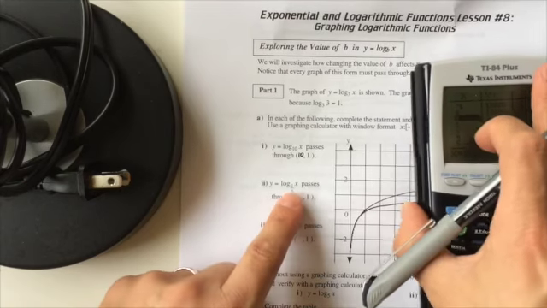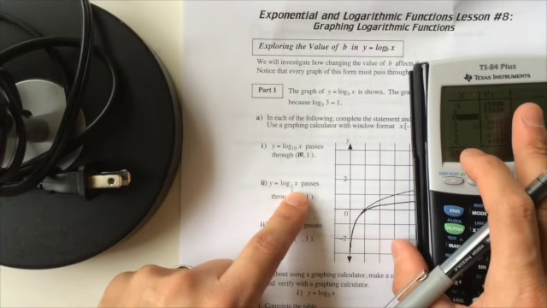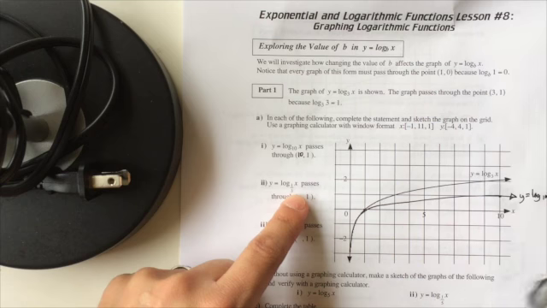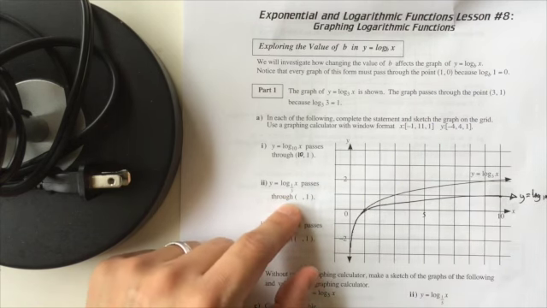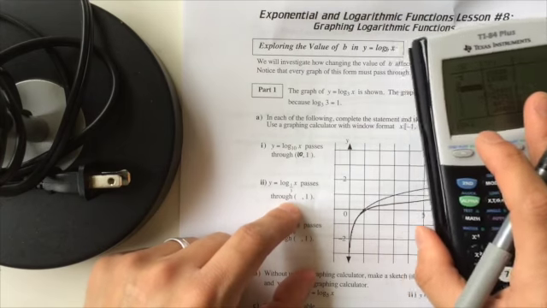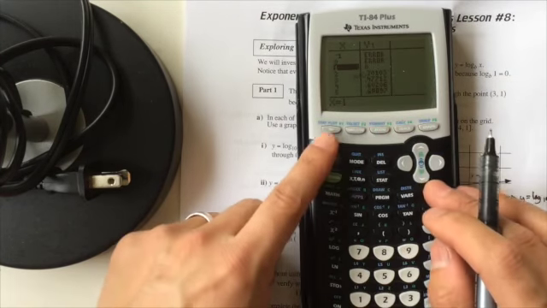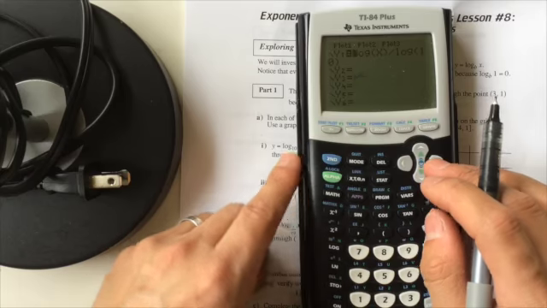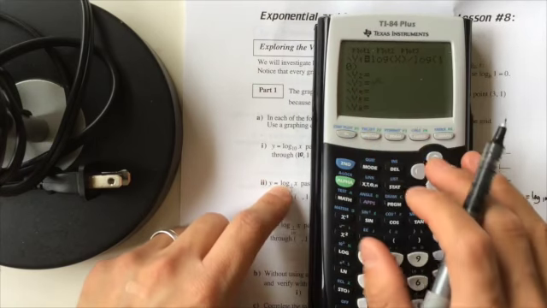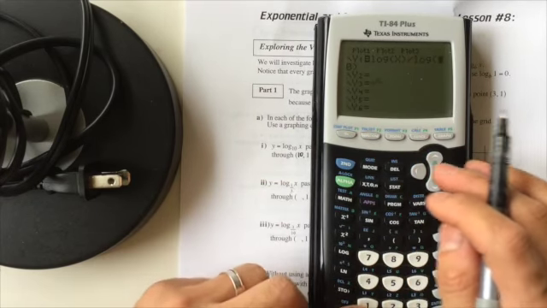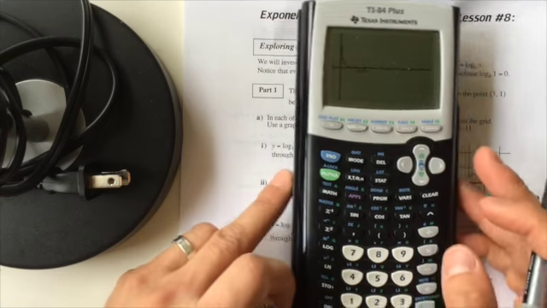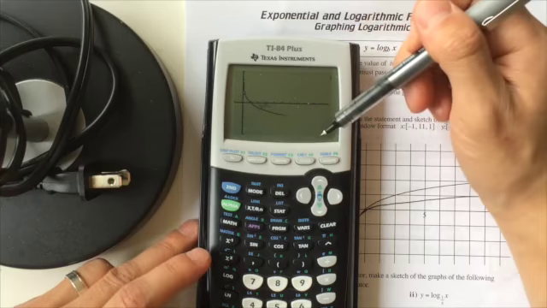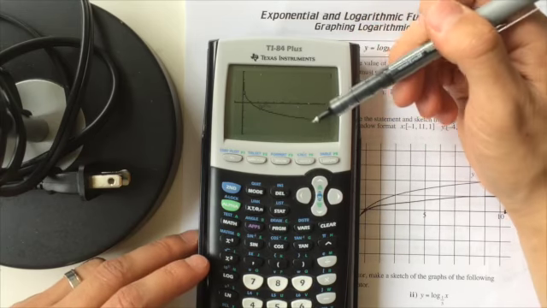Now, next I'm working with log base 1/3 of x. If I were to go through and graph this, log base 1/3 of x is going to look something like this. So I'm going to leave x there, but I'm just going to change the value of my base here, which is going to be 1/3. Now, if you notice, it's going down now. My graph is opening down.